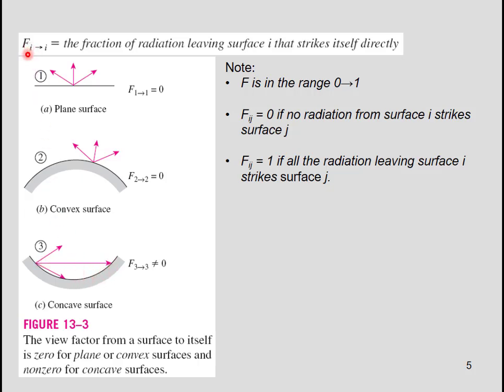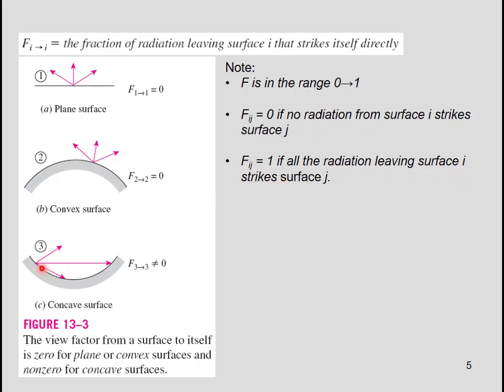So, from surface I to surface I actually, it is the fraction of radiation leaving surface I that strikes itself directly. As I told you, this F is between 0 and 1, and the view factor from surface I to J is 0 when no radiation from surface I strikes surface J, and it is 1 when all of the radiation leaving surface I strikes surface J.